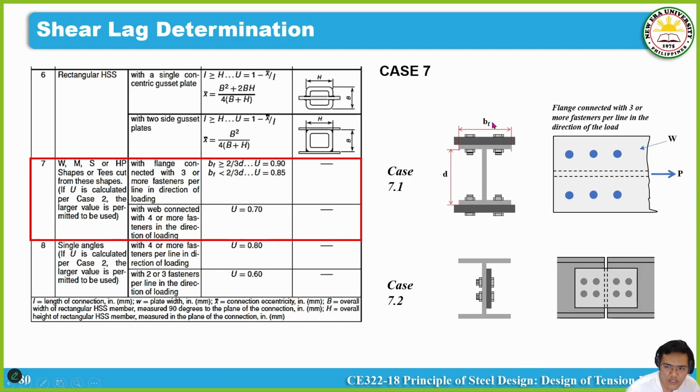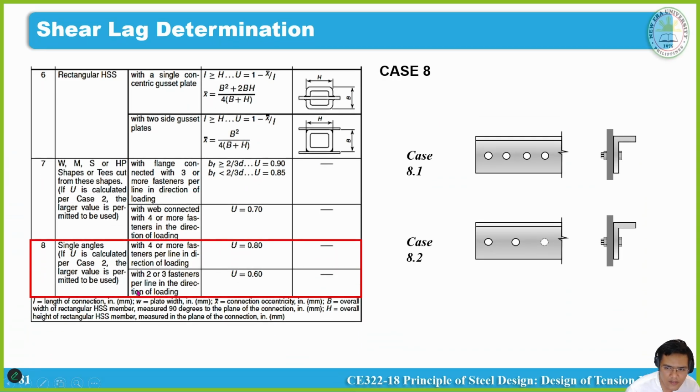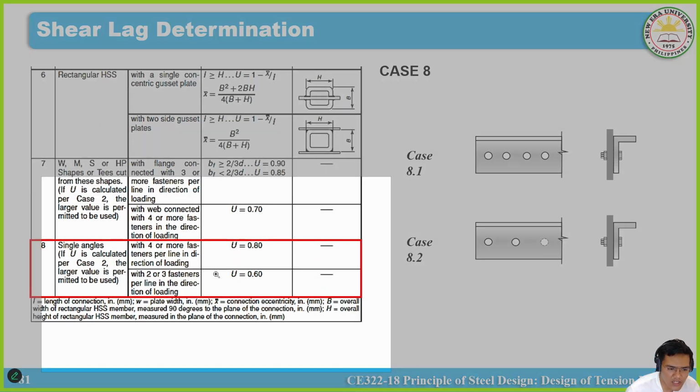Okay? Ito yung definition ng B sub F and D, no? Which is a parameter from the wide flange. Okay? While yung sa web, connected ka sa web, ito naman yon. Okay? Ito naman yon. So, ito yung shear lag factor na gagamitan. Okay? And lastly, yung case 8. Okay? Itong case 8, ginagamit ko din, no? On may problems. Ito, very straightforward din to, no?